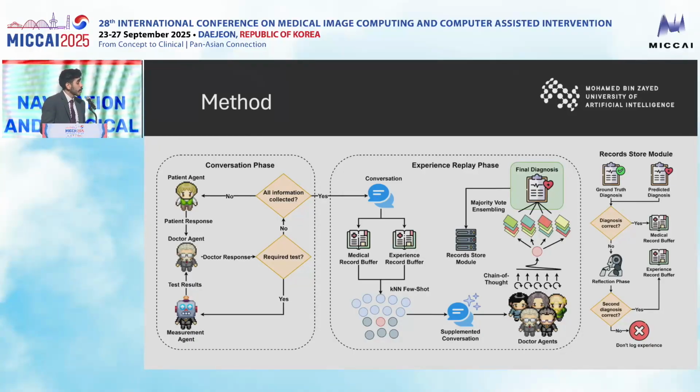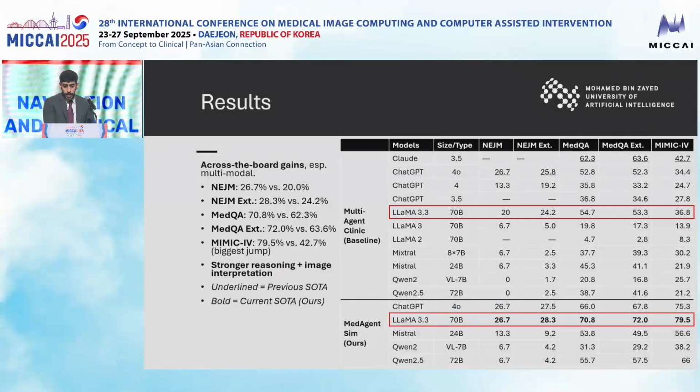If that second diagnosis is indeed correct, it is stored in the experience record buffer. Otherwise, we just discard that entire experience. And the reason we separate the medical records buffer from the experience record buffer is that LLMs greatly benefit from failure-driven fine-tuning. So now let's take a look at our results.